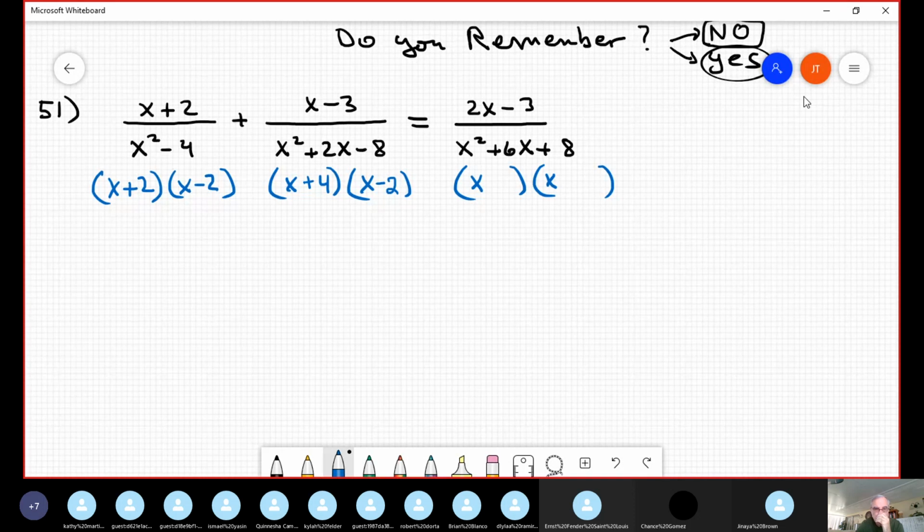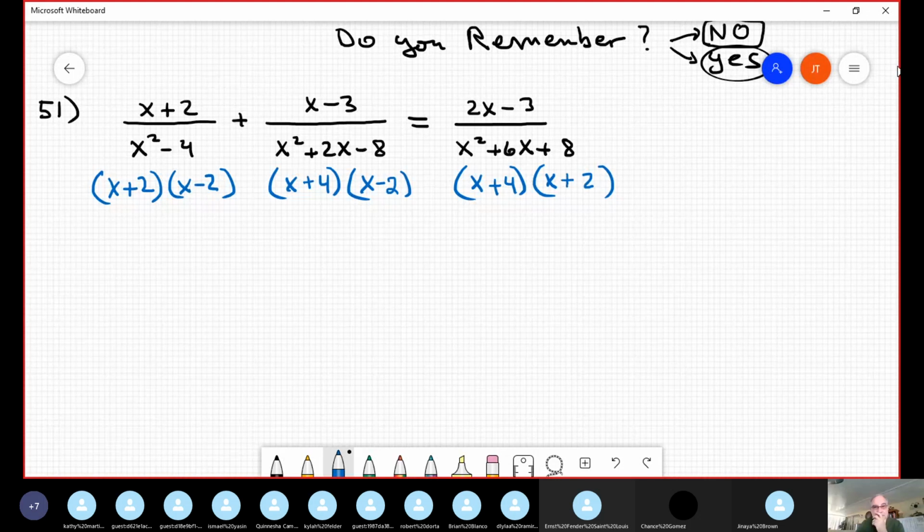The second guy is minus. 4 and 2 again. 4 times 2 is 8, 4 plus 2 is 6. What sign? Both positive. Exactly. Both positive.